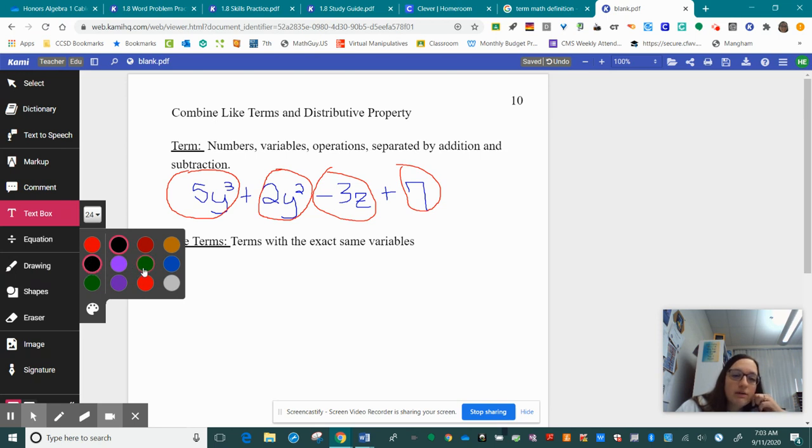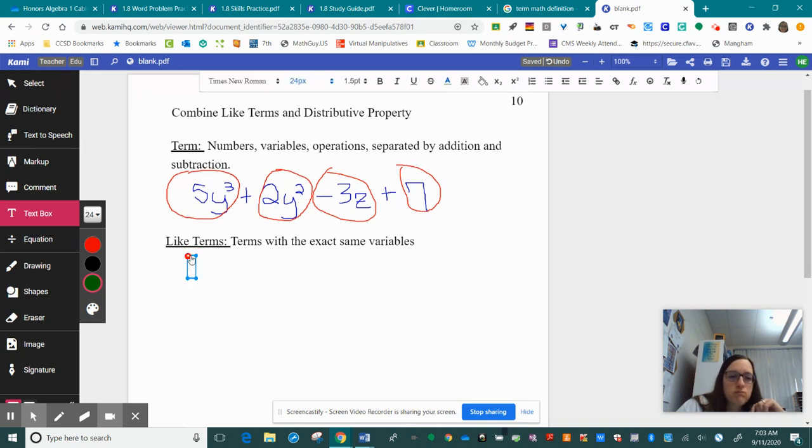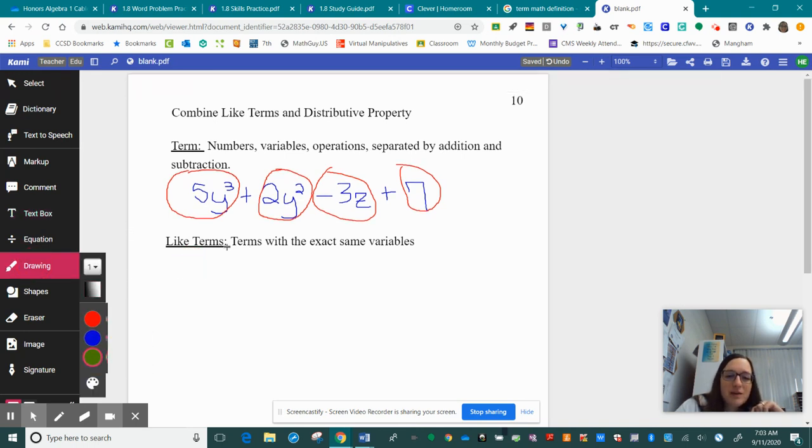Vocab word, that's important. Like terms have to have the exact same variables. So I'm going to be listing out a few like terms here for our examples. That could be like 3/4 x and 7 2/10 x. They have the same variable. They both have an x. Those are like terms. Now be careful. Here's something that is not a like term to that.